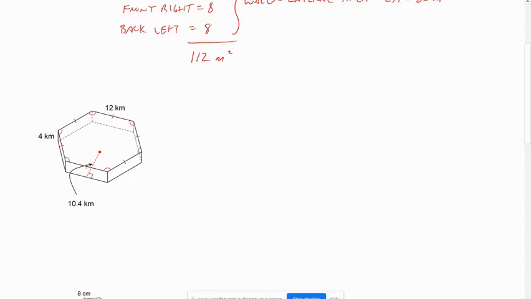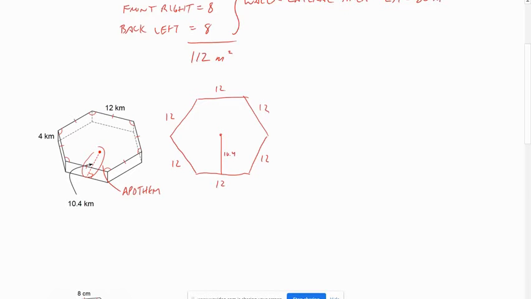So the hard part about this one is finding the area of the hexagon. So I'm just going to draw a hexagon. It's a regular hexagon, meaning all the sides and angles are the same. Each of these sides is 12. And then this length that they give us here, that's called the apothem. And the apothem in this case they're telling us is 10.4. So that's the distance from the center to the midpoint of one of the edges.